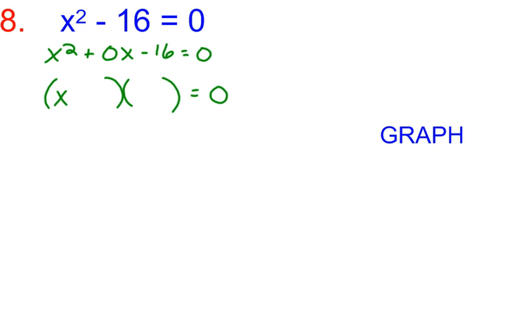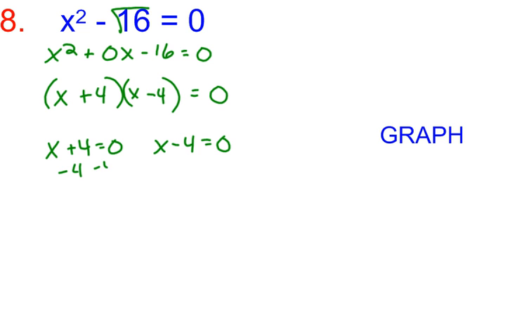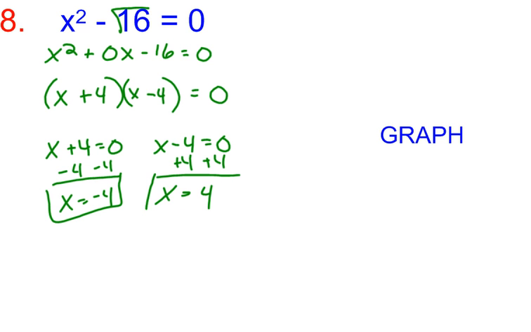Factors of x squared are x and x. What would be factors of -16 when added together make 0? Well, plus or minus 4, right? And remember, if you're doing difference of two squares, it's always the square root of that. So when I set my factors equal to 0 and solve, I minus 4. I get x to equal -4. I add 4, and I get x to equal 4. So my two answers are -4 and 4.